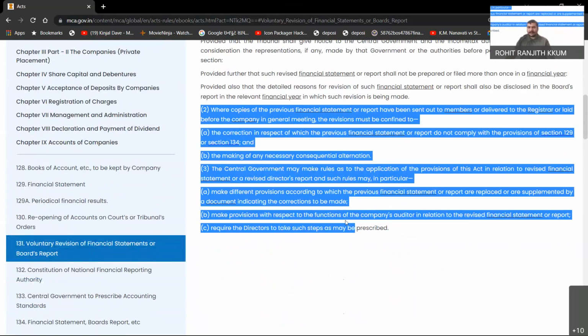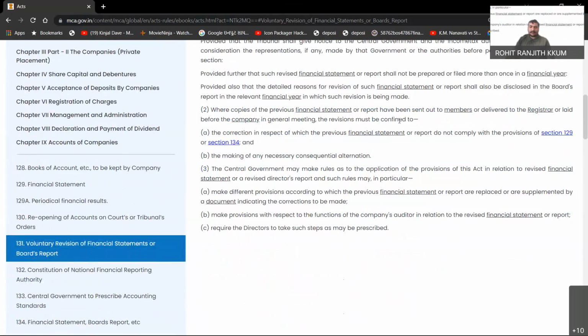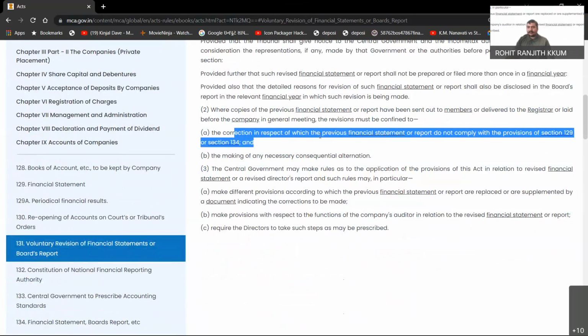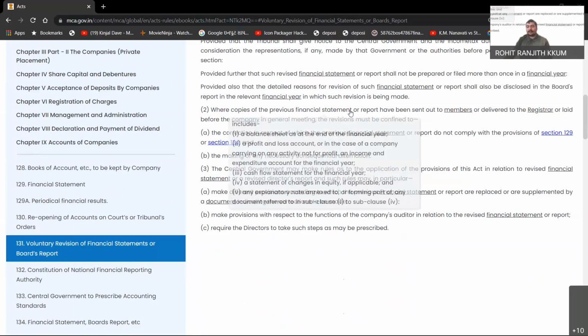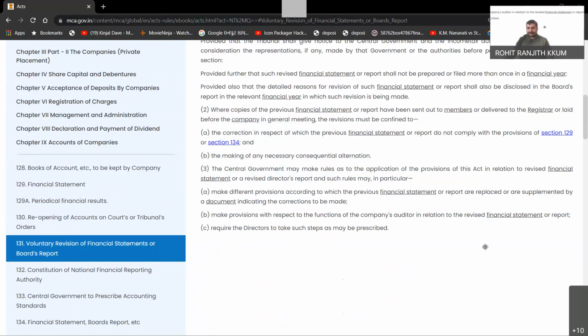Subsection 2, I'm not expecting much for examination point of view, just to read it. Okay, what does it mean? Whatever revision you are making, it must confine the correction in respect of which the previous financial year report do not comply with the provisions of section 129. What does it mean? In the new revision you have to provide this much detail: in the previous financial statement or previous board report, what was the non-compliance?